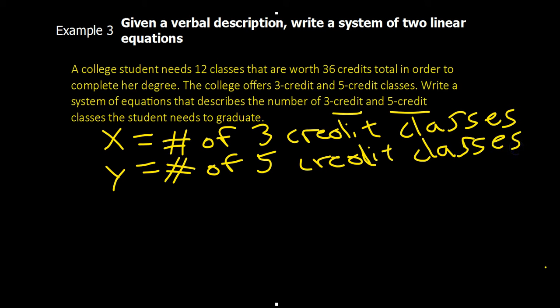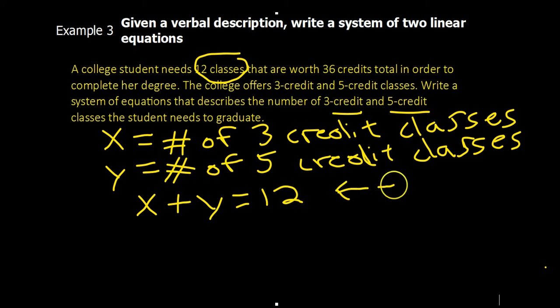Okay, now I know that she needs to take a total of 12 classes. So I'm going to use that information to write my first equation. If I take the number of 3 credit classes and I add the number of 5 credit classes, then it makes sense to say that that should add up to the total number of classes, which in this case would be 12 classes. So this would just be the total number of classes.